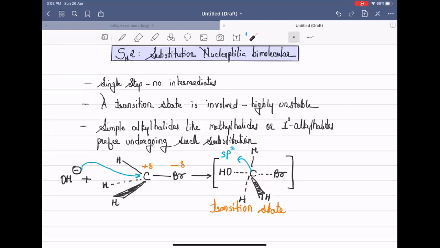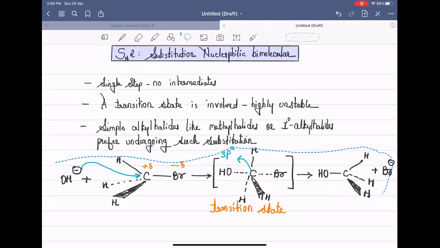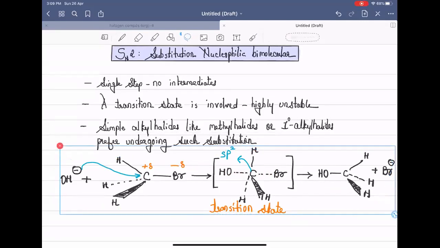Now, quickly, the product gets formed. What happens is the bond between OH and carbon strengthens, and the bond between carbon and bromine breaks. All of this takes place simultaneously. So it's a single step reaction where on one side the bond gets formed, on the other side the bond gets broken. Bond formation and bond breaking occur simultaneously. That is one of the key things about this reaction: it is a single step reaction where bond formation and bond breaking take place simultaneously.